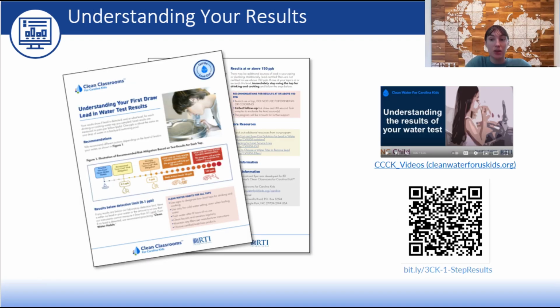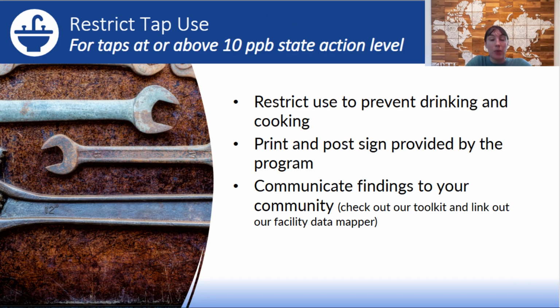Follow these resources here for guidance on understanding your results and recommendations to address any lead detected. For any tap at or above the state action level, you are required to restrict use to prevent drinking and cooking. We recommend that you print and post signs that the program provides and communicate your findings to your community. But you can find helpful resources in our communication toolkit.